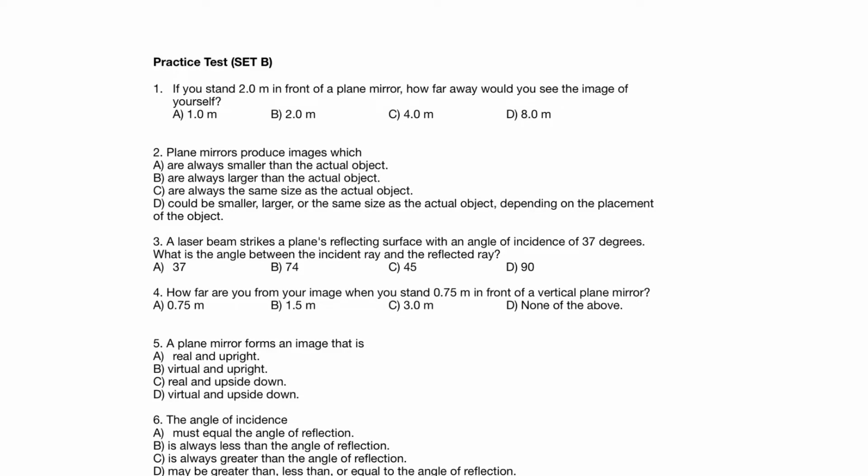So let's have here the discussion of practice test set B. For number one, if you stand 2 meters in front of a plane mirror, how far would you see the image of yourself? From here, if we have the mirror, and then the distance here is 2 meters, we're going to have the same distance for the image. So it is another 2 meters, and therefore, adding up, it is going to be 4 meters. So the answer for number one is letter C.